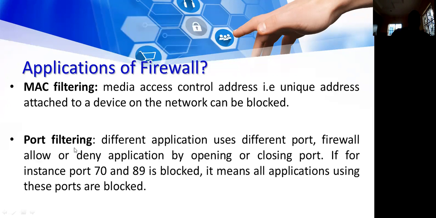So you can configure your firewall to say that, okay, if this particular application is trying to communicate using this port, I want you to block it, or I want you to allow it, depending on your configuration. Okay. So if, for instance, port 70 and 89 is blocked, it means all applications using this port are blocked. You see, so that is one of the applications of a firewall.